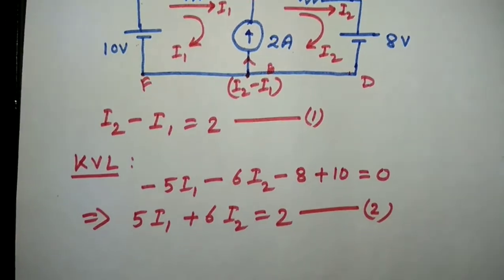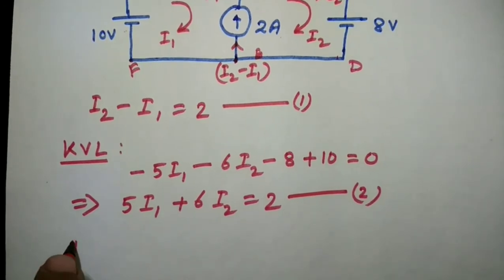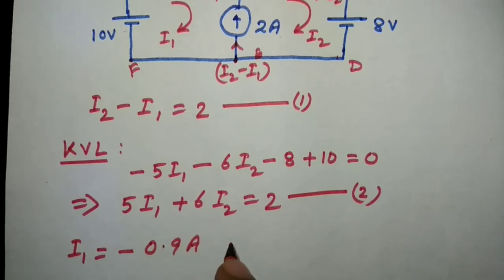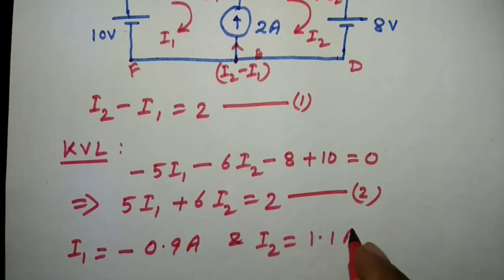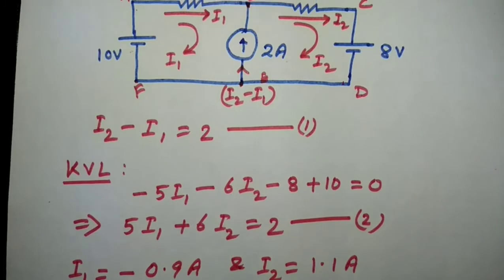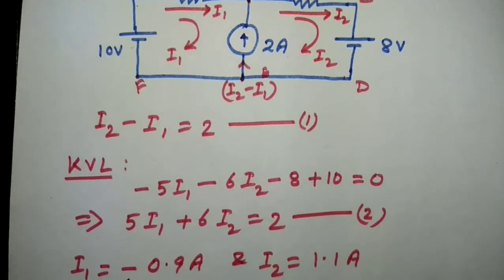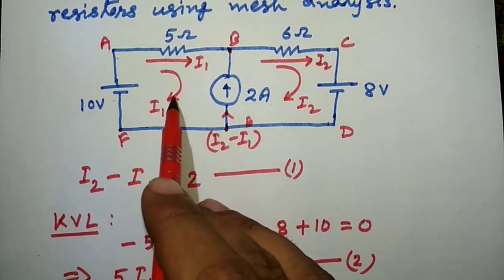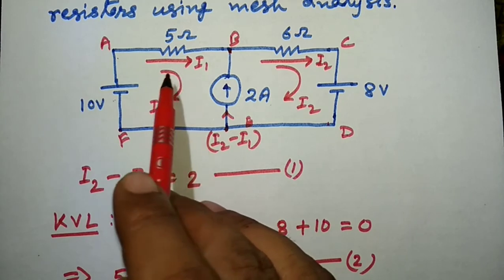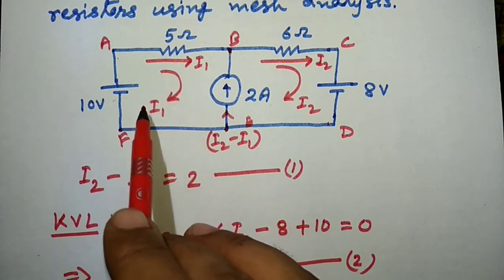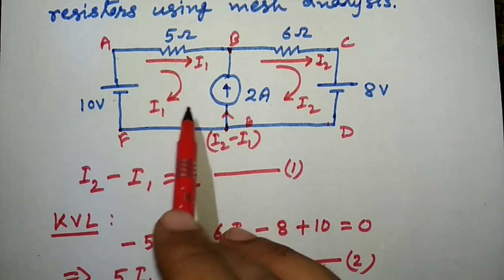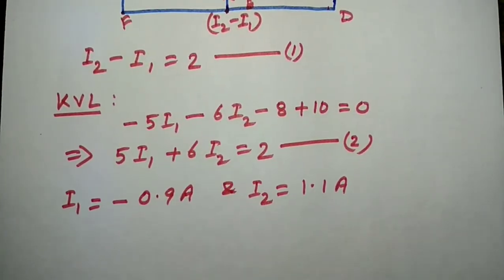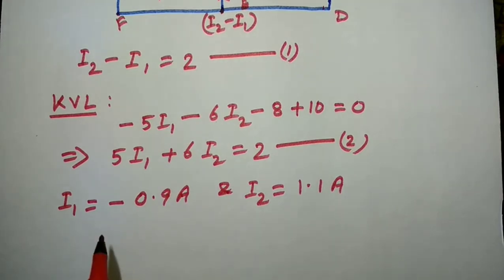If we solve these two equations, then we will get the value of I1 as minus 0.9 ampere and the value of I2 will be 1.1 ampere. The value of current I1 is negative. That means actually the current is flowing in anti-clockwise direction. Initially we have assumed clockwise, but actually the current will be flowing in anti-clockwise direction. So this is our final answer.